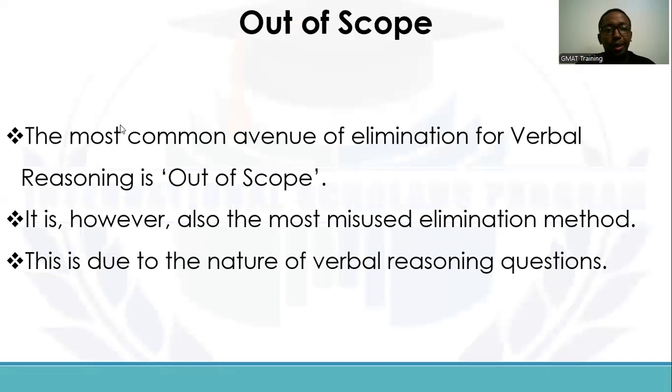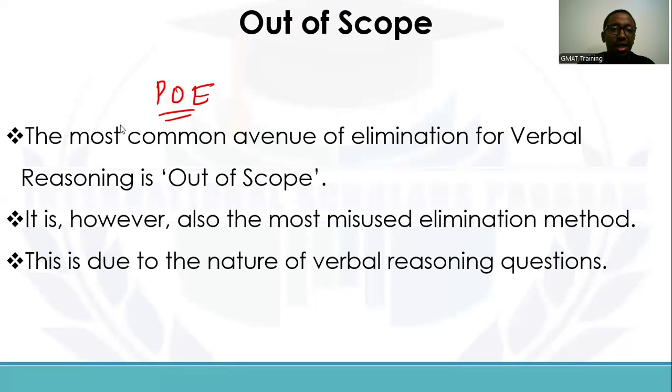Out of scope is the most common avenue of elimination for verbal reasoning. We find most of the cases where, of course, we're using process of elimination, which is the recommended way of tackling verbal reasoning questions, both in reading comprehension and critical reasoning. We find most of the times we use out of scope as a reason to eliminate an answer choice.